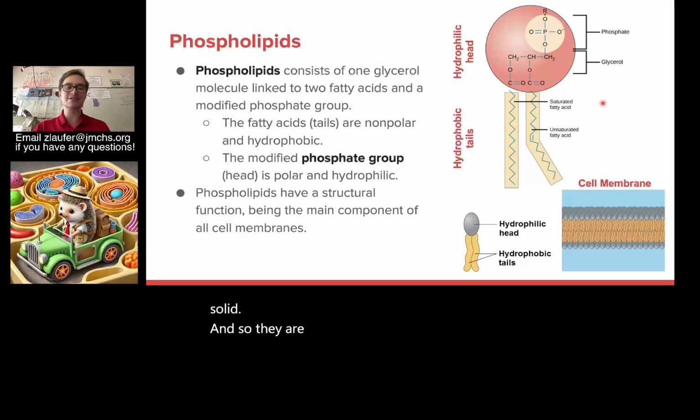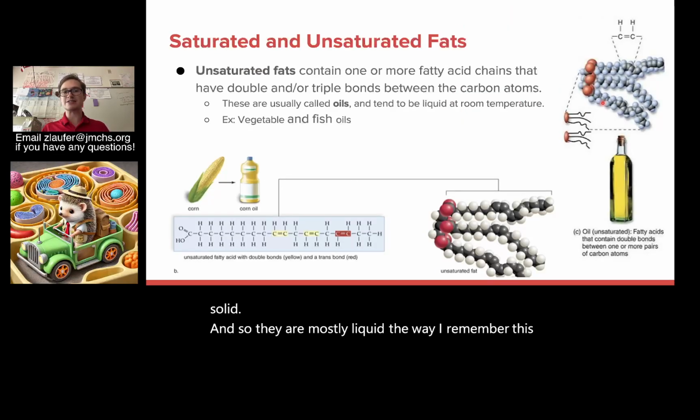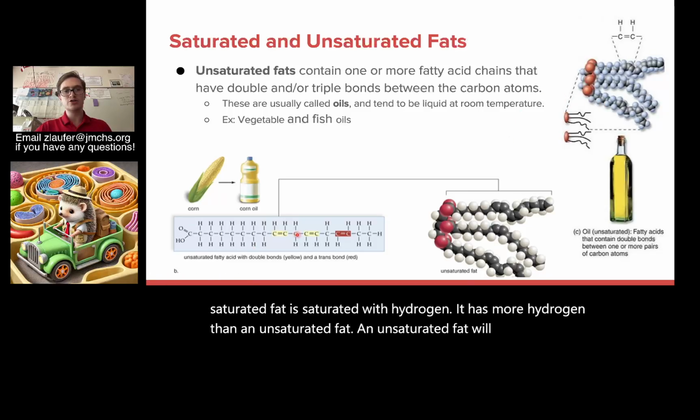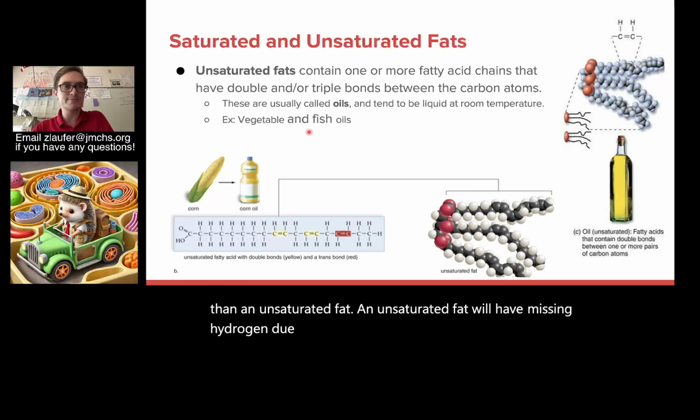The way I remember this is a saturated fat is saturated with hydrogen. It has more hydrogen than an unsaturated fat. An unsaturated fat will have missing hydrogen due to the double and triple bonds.